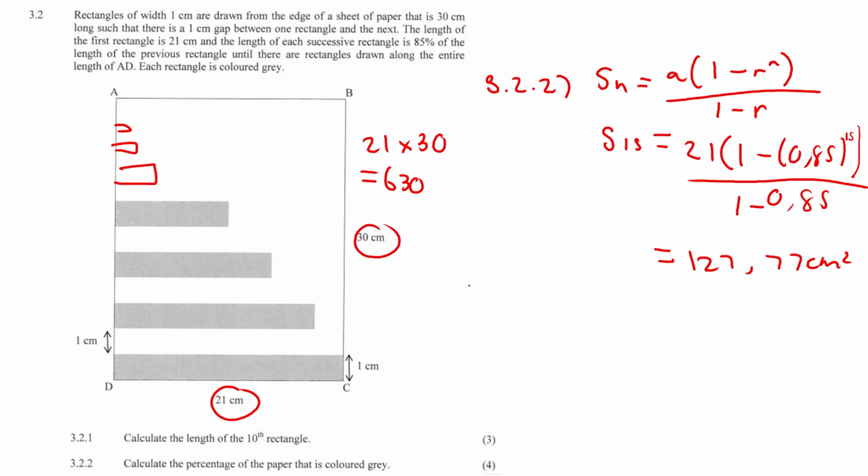So it's going to be 127.77 divided by 630. This 127 represents the colored gray rectangles. 630 represents the total area of the page. So this would be the percentage of the page that is colored gray. We can multiply that by 100 and we get 20.28%. And that's it. That's your answer.